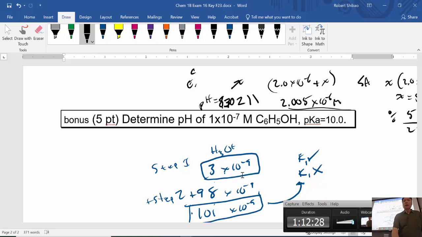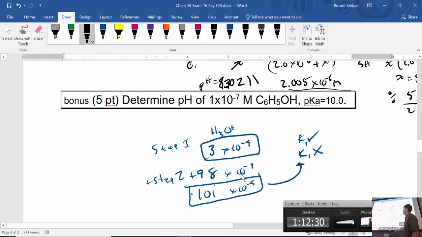But anyway, you can see here, I just did this in my calculator, but basically in step 1 we get this much hydronium. In step 2 we add 98. In step 2 we generate a heck of a lot more hydronium, and so we end up with 101. And therefore step 2 perturbs step 1. This must be solved simultaneously.